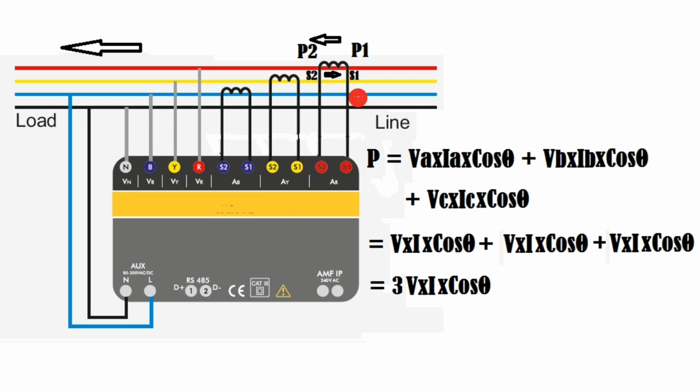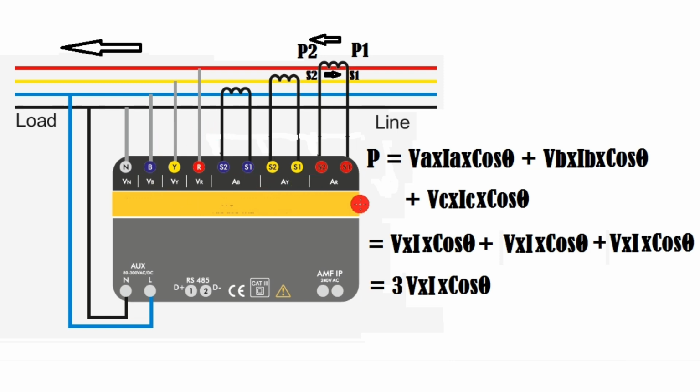Now consider the first case, that is the current is flowing from the bus towards the load. That is, the current is flowing in the HV primary side from P1 to P2 direction. So the direction of the current in the CT secondary side will be from S2 to S1 for the red, yellow and blue phase respectively. Similarly, in the energy meter or wattmeter, the direction of the current will be from S1 to S2 for all the phases.